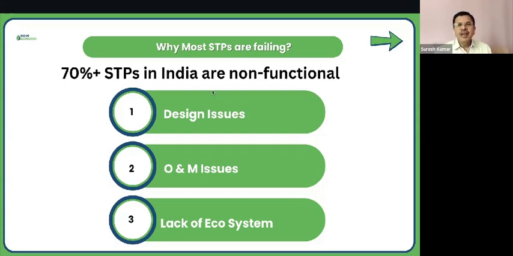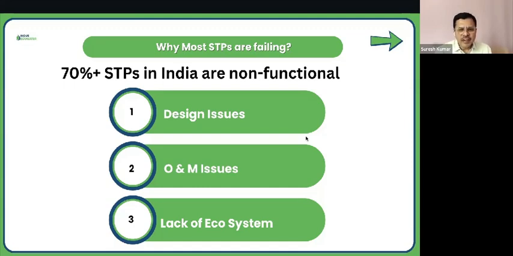Okay, so the point we are making here is people get carried away when they look at credentials of vendors and ignore design issues, select wrong technologies. This is number one reason why STPs fail. Number two reason, operation and maintenance issues.